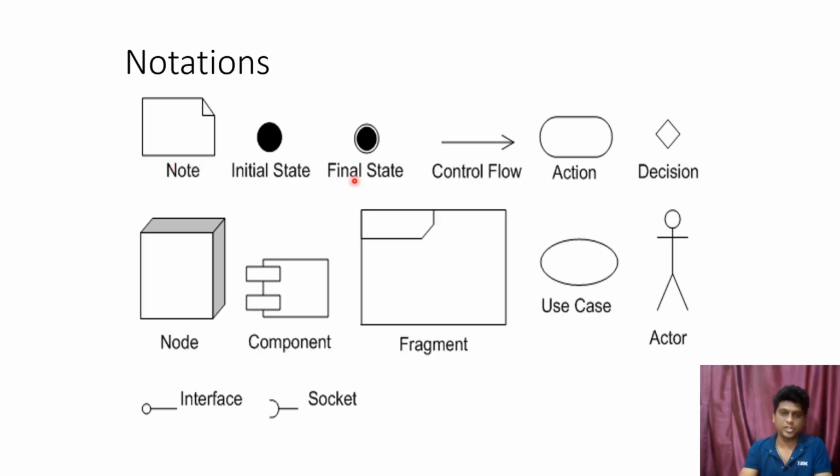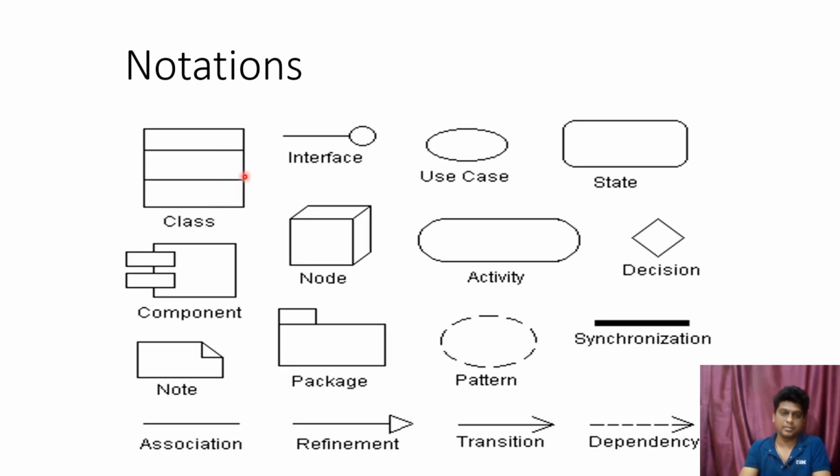So these are the various notations we can use while drawing the UML. This is for initial state, final state, control flow, action, decision. This is for a node representing a component. This is a fragment. This is for the use case diagram. This is the actors diagram. For representing the class diagram, this symbol is used. This is for interface. This is for use case.